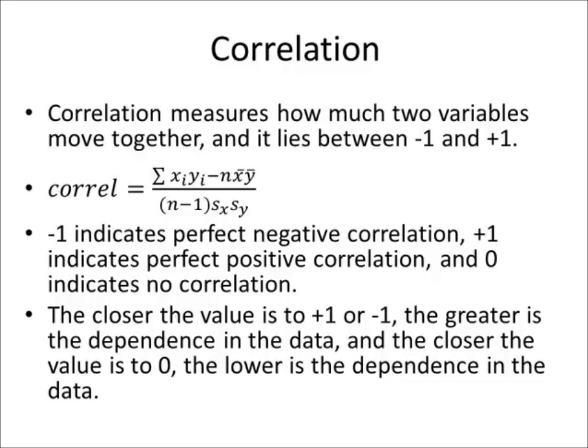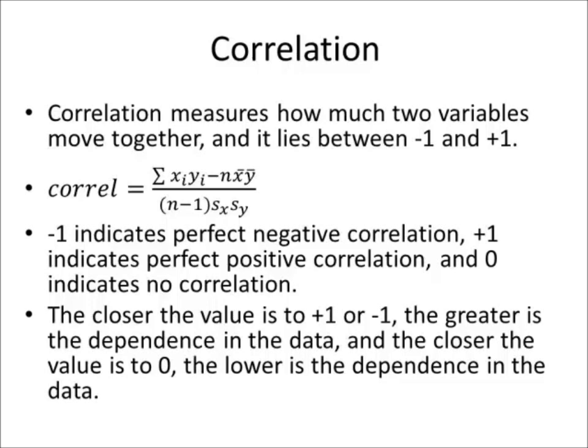But just for your reference, in this case we have 2 different variables, x and y. So we take the sum of xi times yi, so we multiply all the xi's times the yi's and sum them up, minus n times the average of the x's, x bar, times the average of the y's, y bar, divided by n minus 1 times sx times sy. Sx is the standard deviation of x, and Sy is the standard deviation of y. And this will give us a number between -1 and +1.